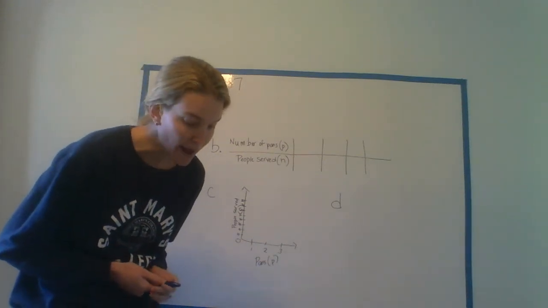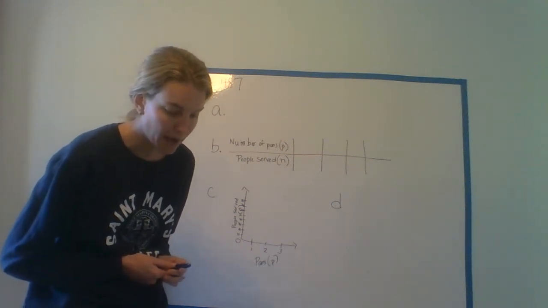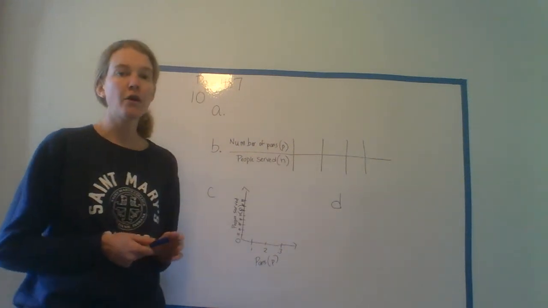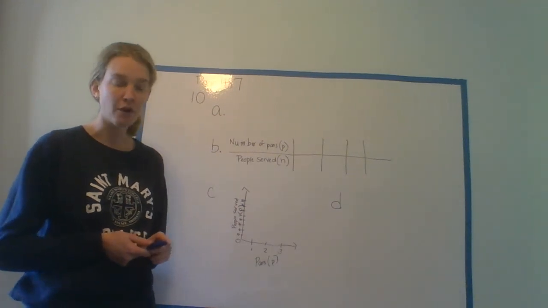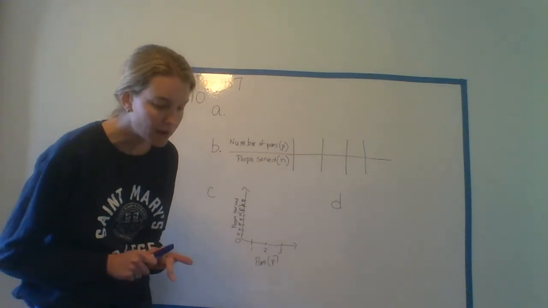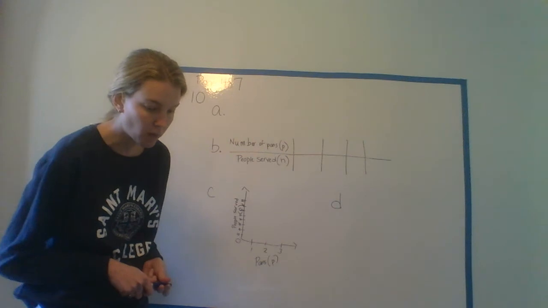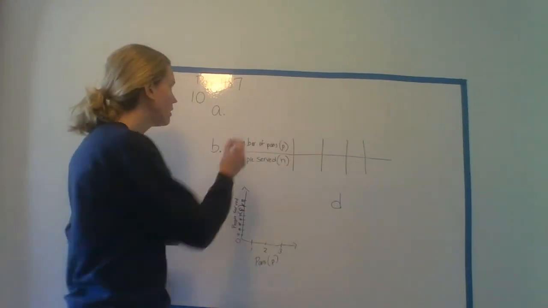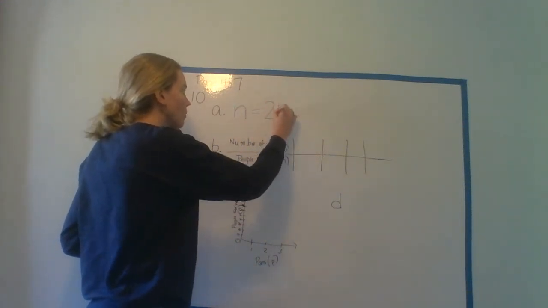So it says letter A, write an equation to represent the number of people N served by any number of pans P of lasagna. So they gave you the 2 variables that you have to use. Now, if they give you the variables, you have to use those variables. They gave you the letter N for the number of people and the letter P for the number of pans of lasagna. So if each pan of lasagna serves 24 people, our equation is going to be N equals 24P.